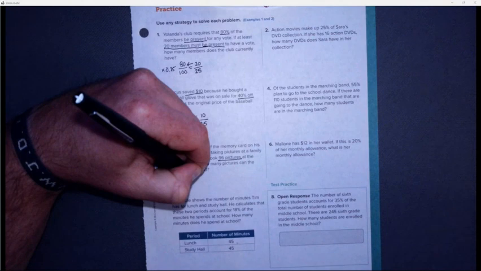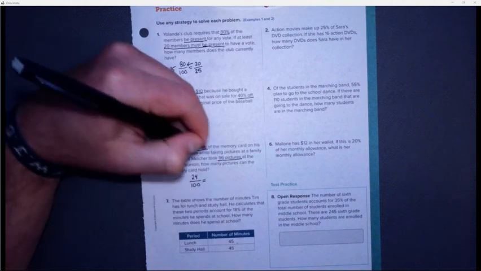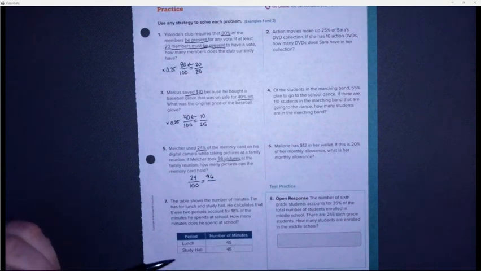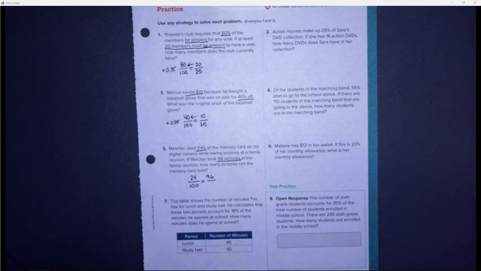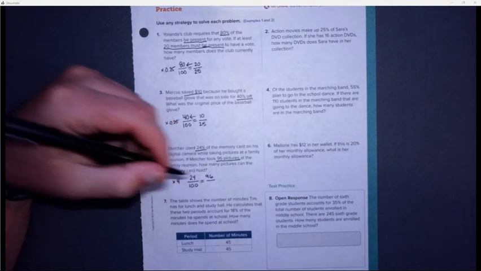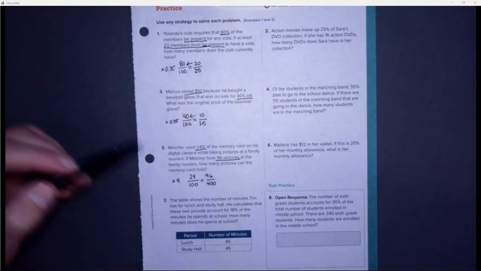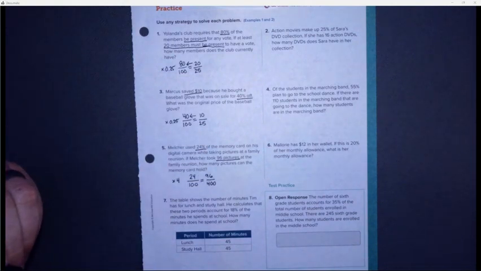So 24 over 100 is our percent, 24%, and 96 is the part, the pictures he took that take up the space on the memory card. We want to know how much space the memory card has in whole. So we're going to do 96 divided by 24, and we'll get 4. So our multiplier is 4. 4 times 24 is 96. 4 times 100 is 400. So the memory card can hold 400 photos, and 96 of those are the pictures he took of his family.